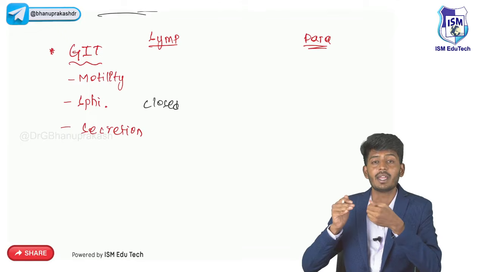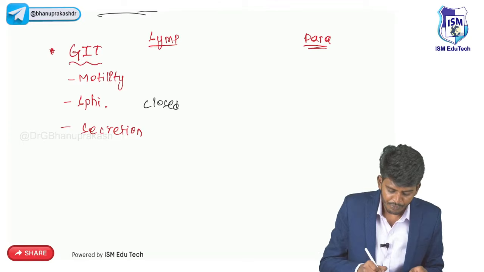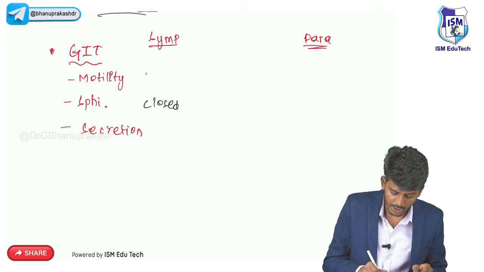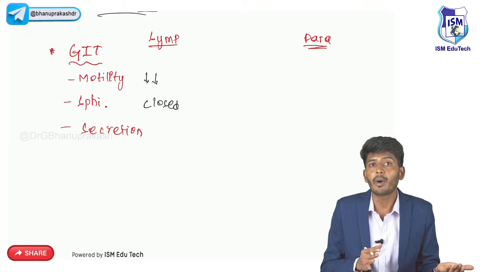Okay. Motility. If sphincters are closed, automatically food is not going inside. If food is not going inside, will food movement be there? Food movement will not be there. Automatically, there will be a decrease of the motility. If you are not eating food and sphincters are closed, is there any point of doing secretion? No. So, secretion will be decreased.